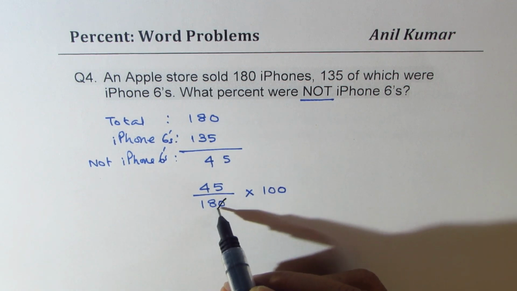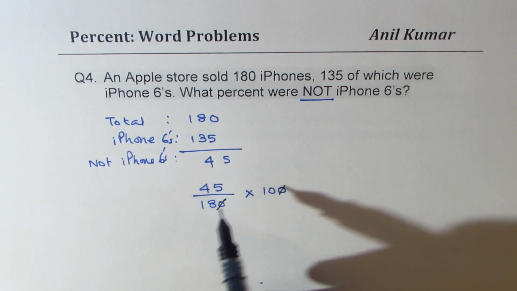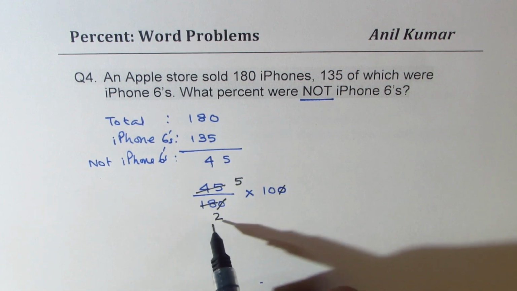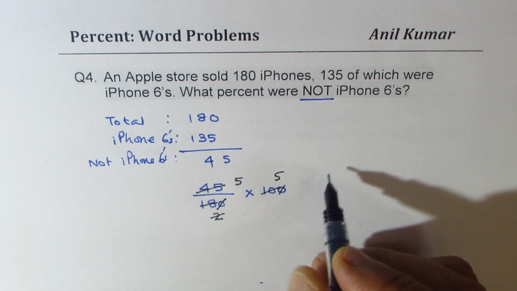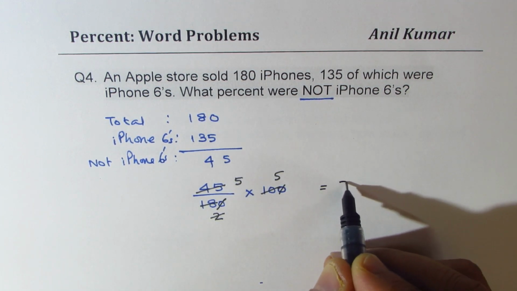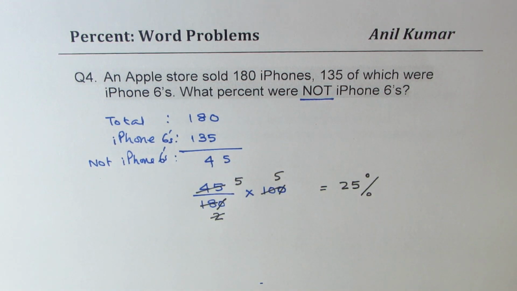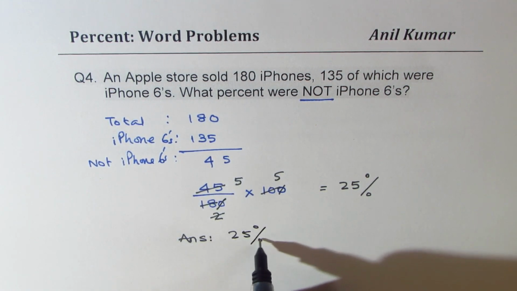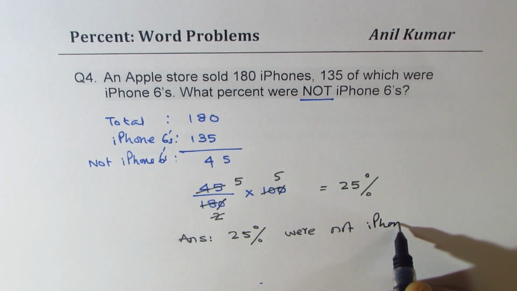So we're looking into possibilities. So in this case, you could simplify like this, cancelling zeros, right? And both can be divided by 9, correct? 9 times 5 and 9 times 2. And then you can divide 2 by 2 into 10 by 5, correct? So multiplying 5 and 5, you get 25%. So 25% of these were not iPhones, correct? So you could write their answer that 1/4, 25% were not iPhone 6.